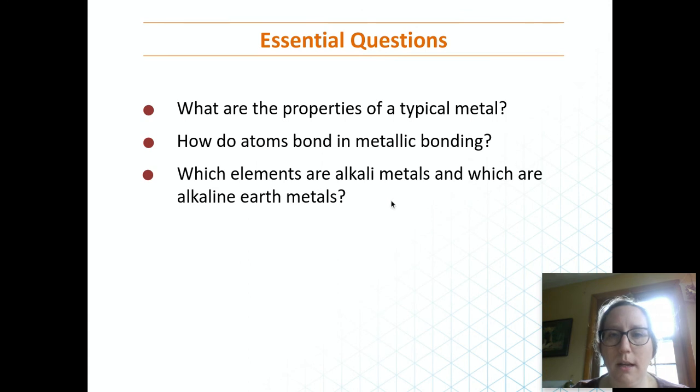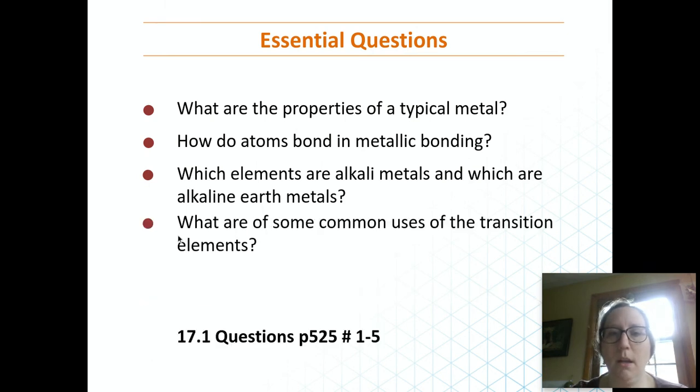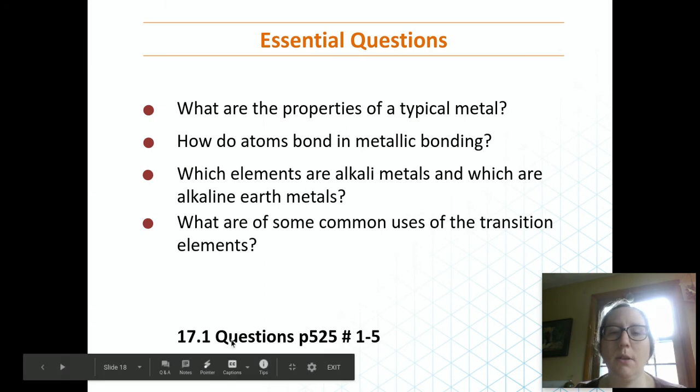Which elements are alkali metals and which are alkaline earth? Alkali metals are group 1. They're more reactive. They react to air and water. Alkaline earth are group 2, and they're slightly less reactive, but only found as compounds. What are some of the common uses of the transition elements? These are your typical metals that you think of, so we use them for coins and building materials and things like that. And those are the questions you are responsible for and are due this week.